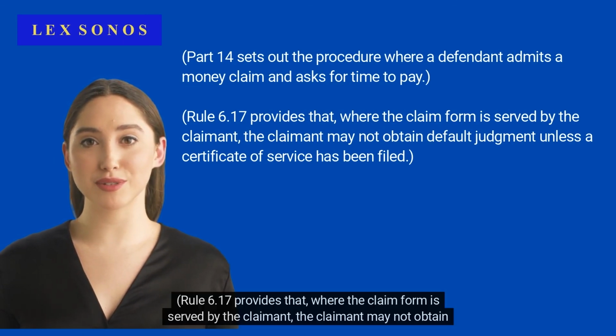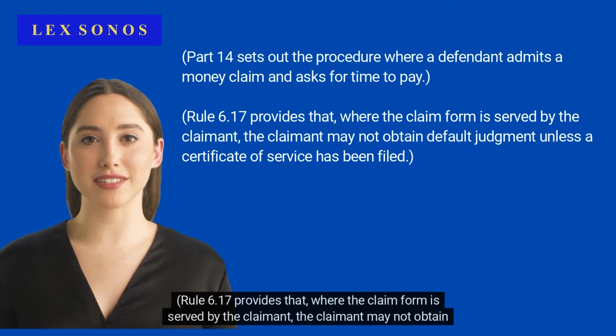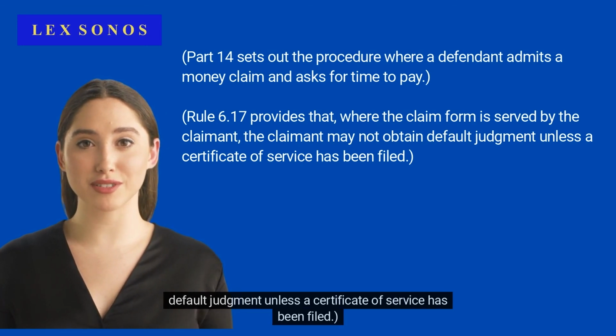Rule 6.17 provides that, where the claim form is served by the claimant, the claimant may not obtain default judgment unless a certificate of service has been filed.